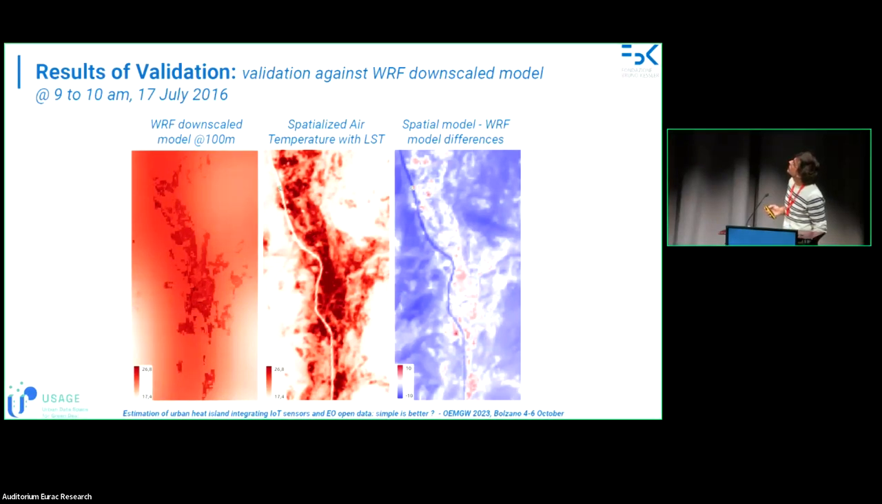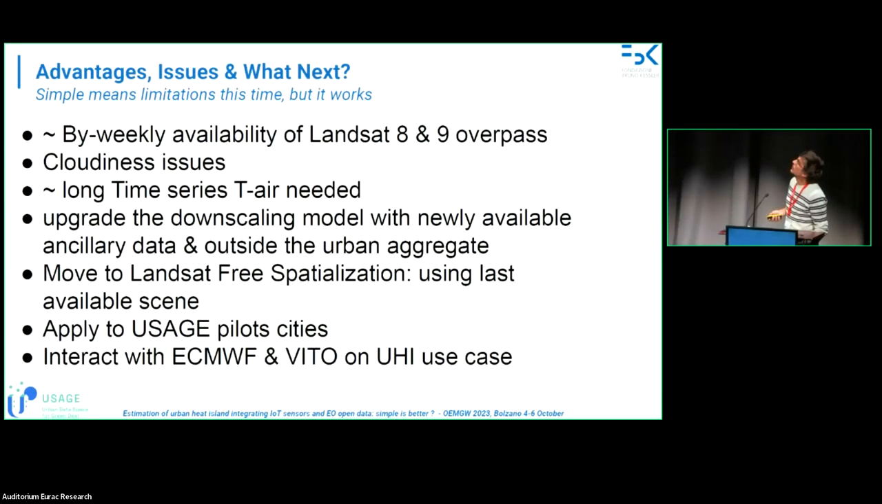The hotspots that we see in the difference map are probably due to the emissivity correction that is needed for Landsat, which, of course, does not take into account exactly the emissivity of the materials that you see on that date. Okay, so to summarize this simple model.